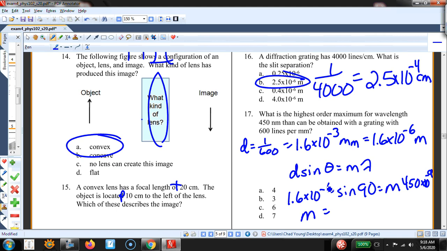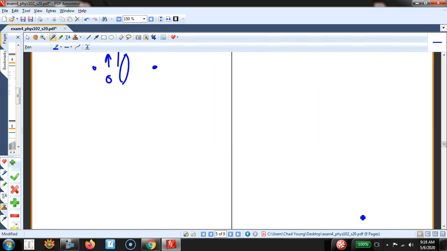And m works out to be, well, I don't know, it's some value over 3. It's like 3 point something. I don't know what the something is. But when you're finding the order number, you can't have a fraction of an order. So you always round down. Even if it was 3.9, it would still be 3. That's the highest order maximum.